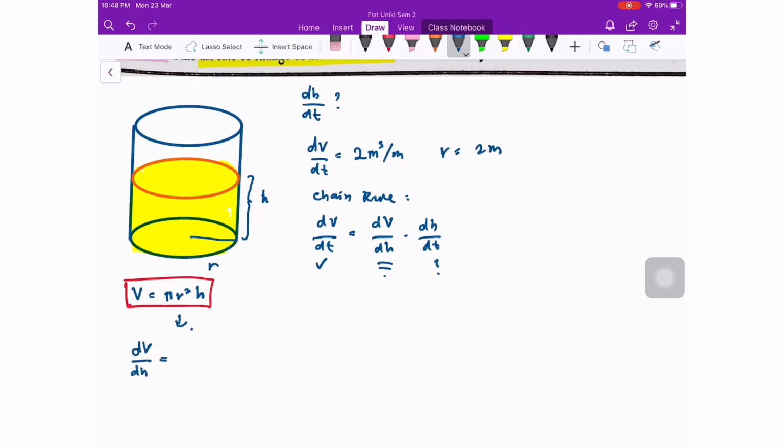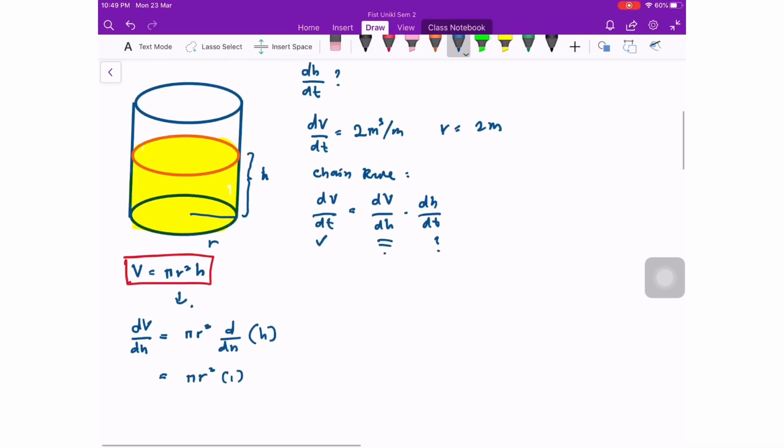So here we have pi r squared, since we differentiate V with respect to h, then pi and r squared we need to consider as a constant. So kita nak kena consider dia sebagai constant. So bila constant, kita boleh keluarkan daripada process of derivative. And then kita differentiate with respect to h, which is h. Alright, then this is equivalent to pi r squared times 1.